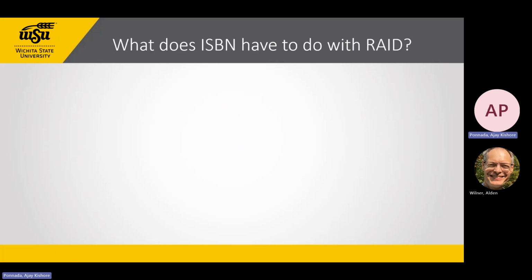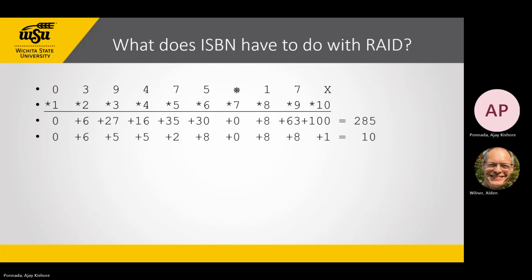Now, what does ISBN have to do with RAID? Why are we learning the ISBN concept for RAID?